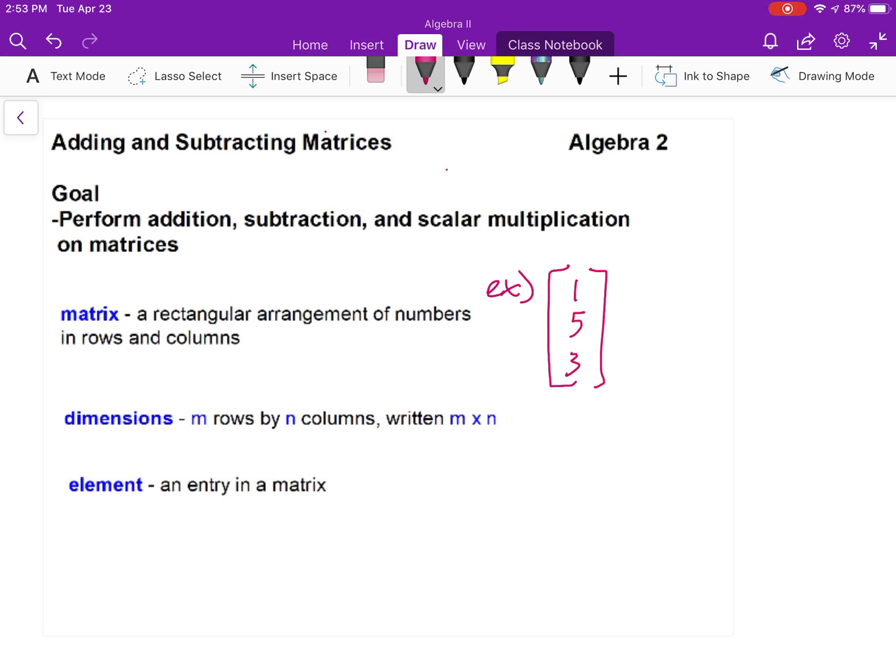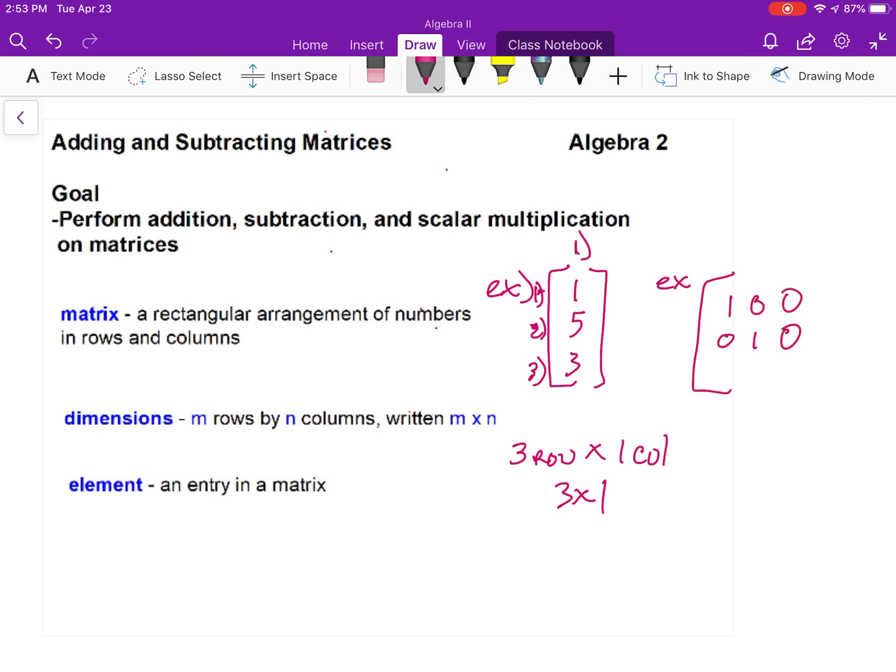There are 1, 2, 3 rows. So its dimensions, I would say 3, which is rows, and there is 1 column. So this is a 3 by 1 matrix. Another example here, it could be all sorts of different numbers. It could go 1, 0, 0, 0, 1, 0, 0, 0, 1. It has 1, 2, 3 rows, so 3 rows by 1, 2, 3 columns, so 3 by 3.